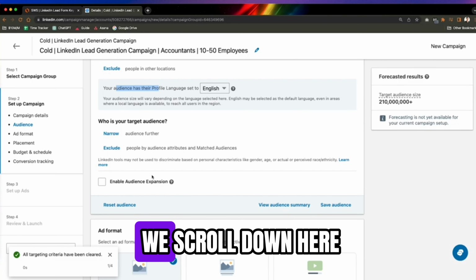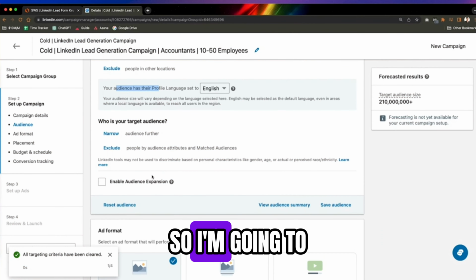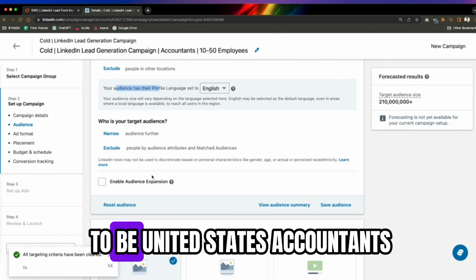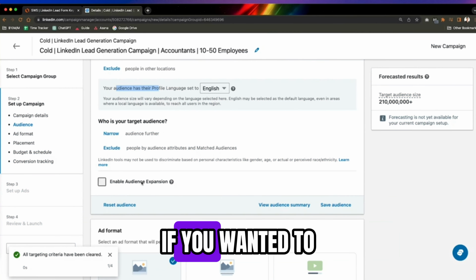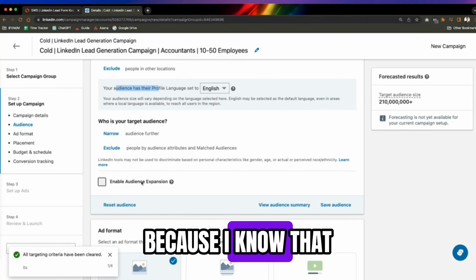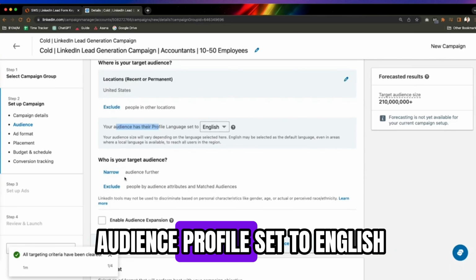And then now, as we scroll down here, it's going to say, where is your target audience? So I'm going to choose the United States because for accountants, it's very likely going to be United States accountants. If you wanted to, you could get specific with states, but I don't want to do that because I know that I can service any accountant in the United States. Then I want their audience profile set to English.